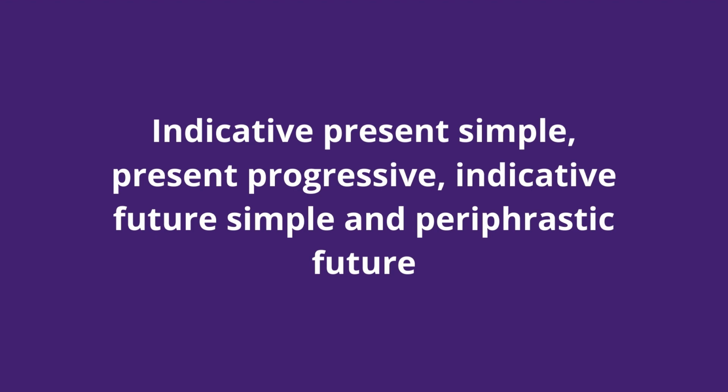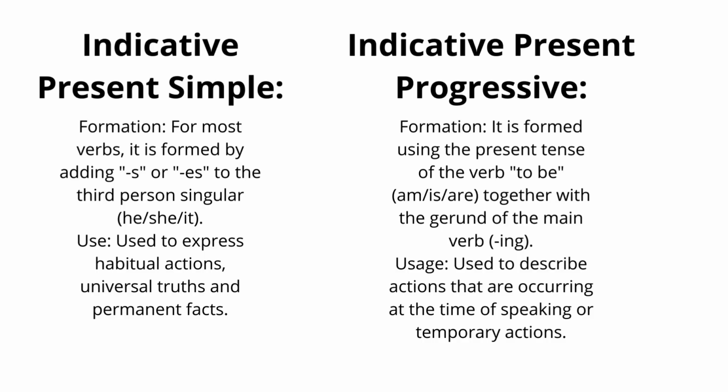Indicative: present simple, present progressive, future simple, and periphrastic future. Indicative present simple. Formation. For most verbs, it is formed by adding s or es to the third person singular: he, she, it. Use. Used to express habitual actions, universal truths, and permanent facts.